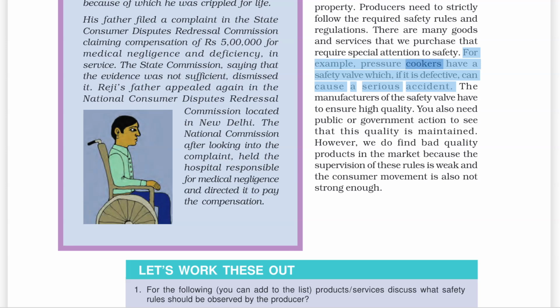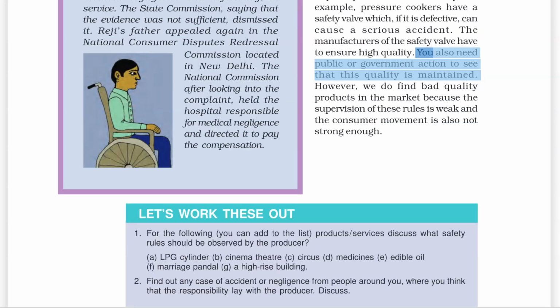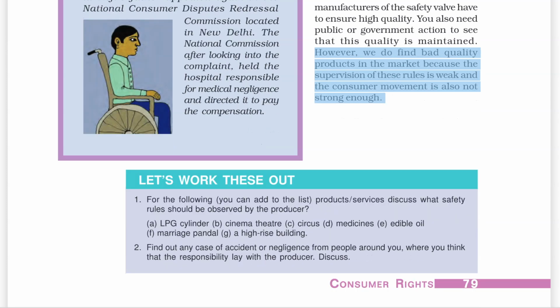There are many goods and services that we purchase that require special attention to safety. For example, pressure cookers have a safety valve which, if it is defective, can cause a serious accident. The manufacturers of the safety valve have to ensure high quality. You also need public or government action to see that this quality is maintained. However, we do find bad quality products in the market because the supervision of these rules is weak and the consumer movement is also not strong enough.